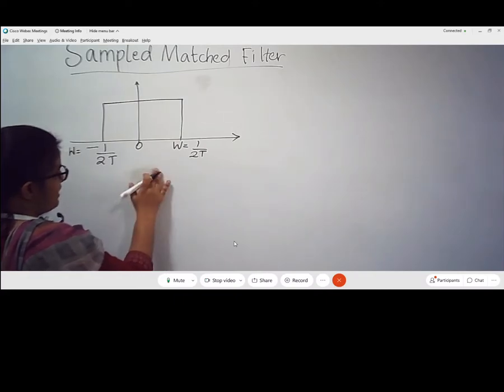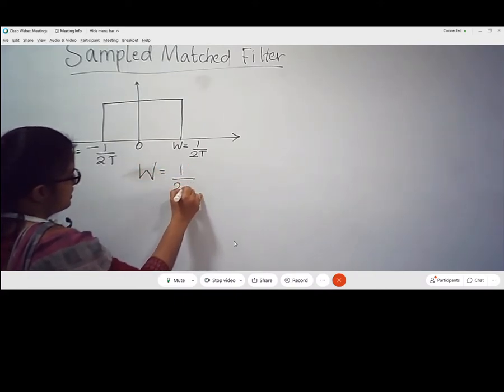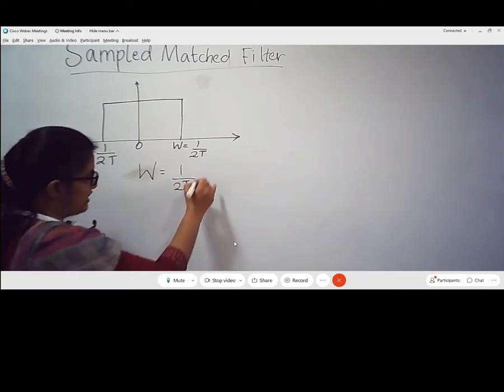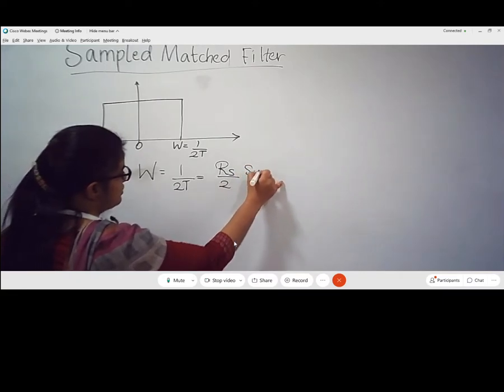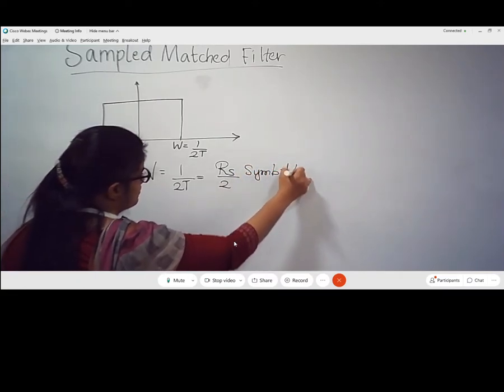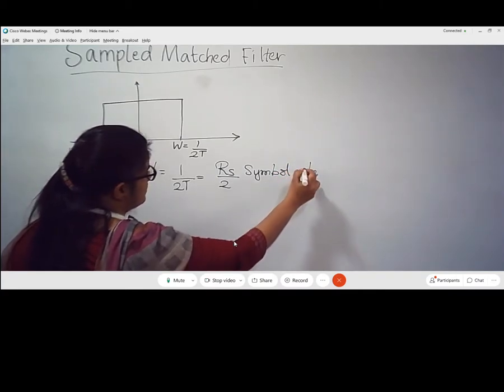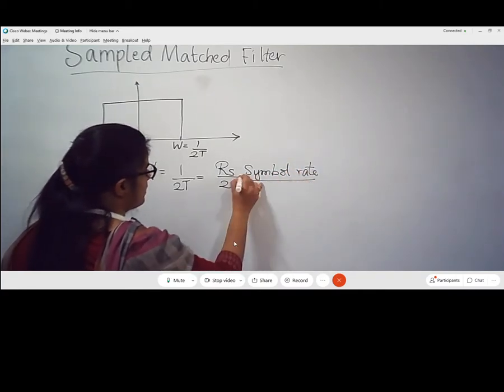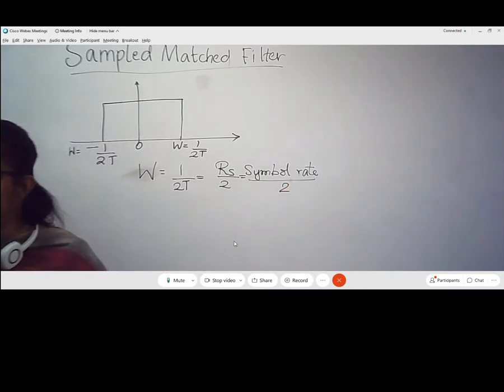The bandwidth of the signal is W equal to 1 over 2T. I can write this as Rs by 2, that is, symbol rate by 2. The rate at which I am transmitting the symbols, divided by 2. This is the minimum bandwidth required for the transmission of symbols over a given channel.